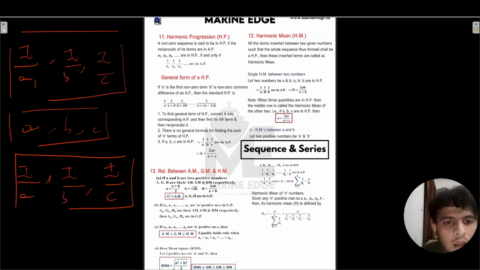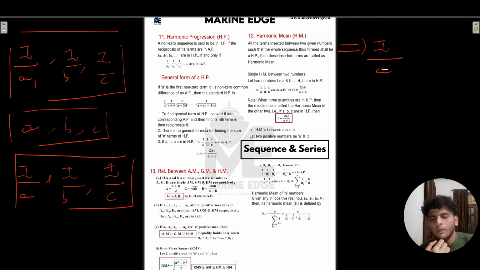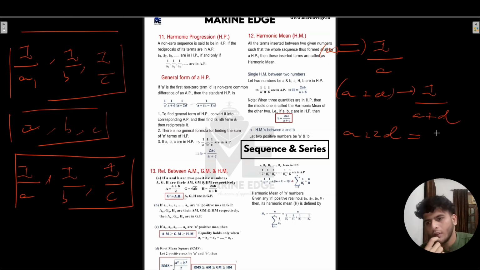The general form of an HP: if a is the first non-zero term and d is the non-zero common difference of an AP, then the standard HP will be 1 upon a, and so on. So what you have to do is take every term of the AP and take its inverse. That is, if the first term was a there, this will be 1 upon a. If the second term was a plus d, here it will be 1 upon a plus d. If it was a plus 2d, this will be 1 upon a plus 2d. Okay, so this is how you can understand this.